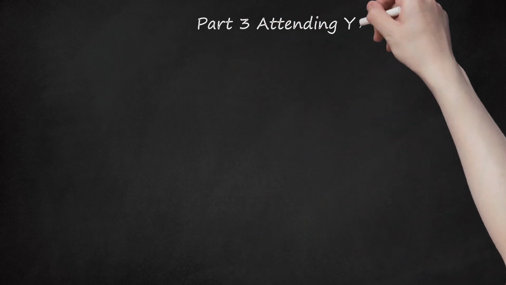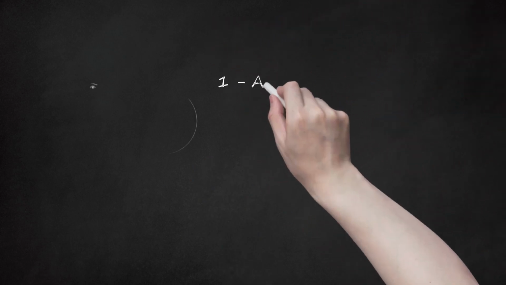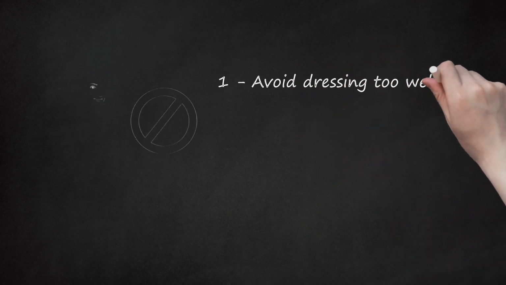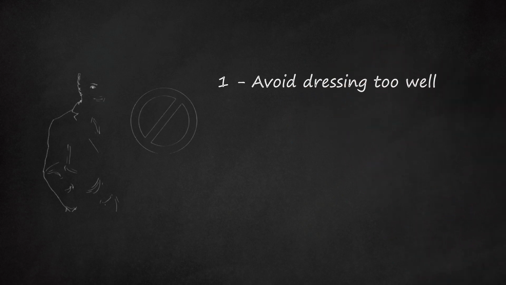Part 3. Attending your hearing. 1. Avoid dressing too well. You want to look clean and neat. Make sure your clothes are freshly laundered and pressed. However, you should avoid looking too good. You want to convince the judge that you don't have a lot of money to pay your child support.